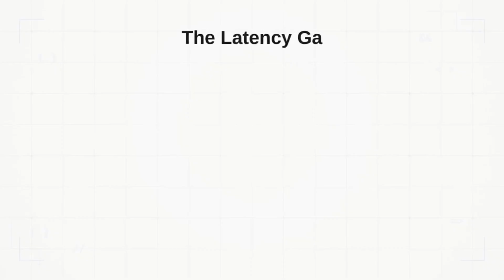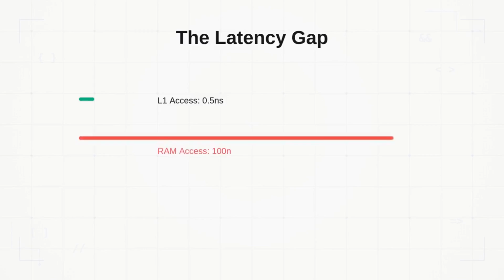Let's look at the numbers. In a standard OOP loop, a single cache miss can cost 100 nanoseconds. In that same time, a modern CPU could have performed hundreds of floating point operations. If your data is scattered, your CPU spends 90% of its time doing nothing but waiting for memory. By switching to a data-oriented layout, you eliminate the waiting. You transform a memory-bound problem into a compute-bound one.